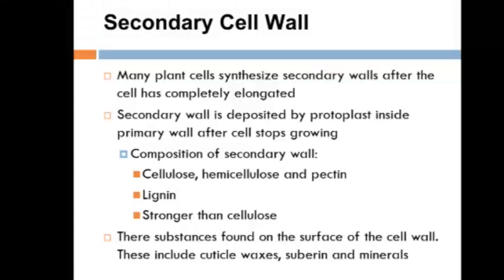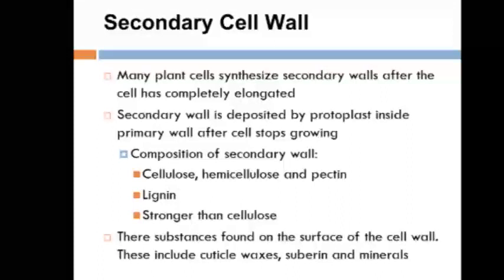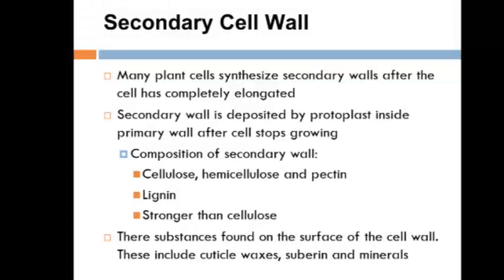The secondary cell wall is deposited by the protoplast inside the primary cell wall after the cell stops growing. So when the cell stops growing, the protoplast deposits it there. The secondary cell wall is like plastering a house, the final stage, where there is no more elongation. The composition of the secondary cell wall includes cellulose, hemicellulose and pectin. These are common, as we saw in the primary cell wall, and they make it very strong. It also has lignin, making it stronger and very rigid compared to the primary cell wall.